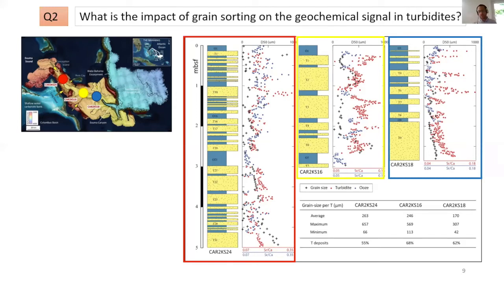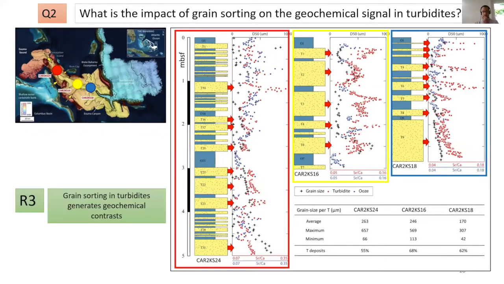You also have the D50 grain size represented with black crosses. What we can clearly see on this slide is that nearly every turbidite has a very positive excursion of strontium. I figured this with the red arrows, and as you can see, the presence of turbidites within the core contrasts the geochemical signal.